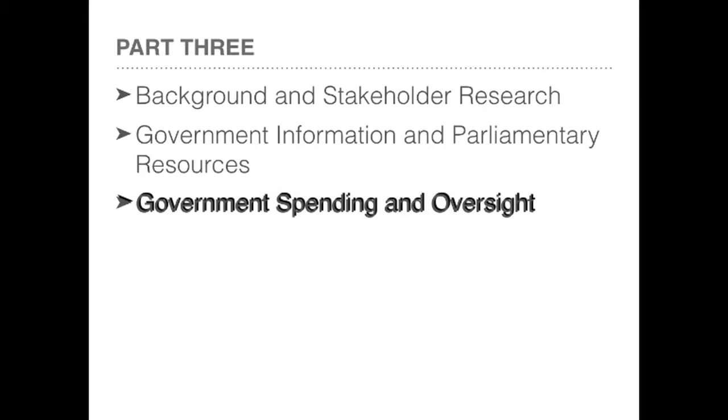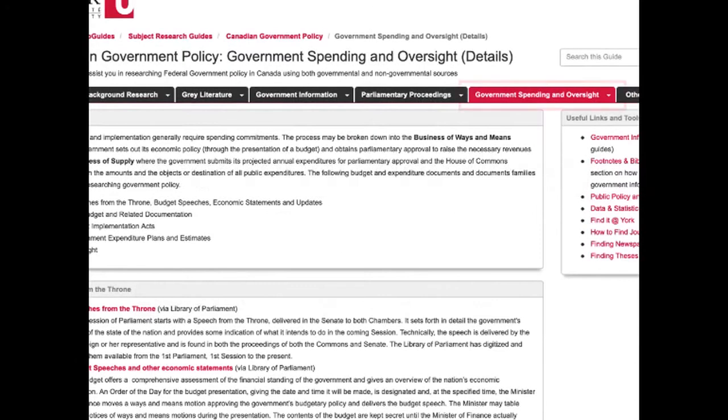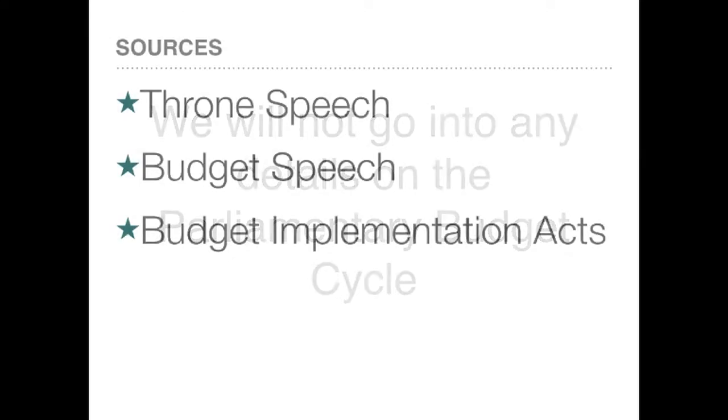I'm now going to introduce you to the documents and resources that will help you to track policy by tracking spending. Once again, we're going to refer to the library's research guide, and you'll see that indeed there is a separate section on government spending and oversight. We will not go into any details on the Parliamentary Budget Cycle. We simply don't have time here. The budget cycle itself and what happens is a fairly complex matter. But what we will look at are the documents that are produced during the budget cycle, as they can tell us a lot about how government enacts and administers policy.